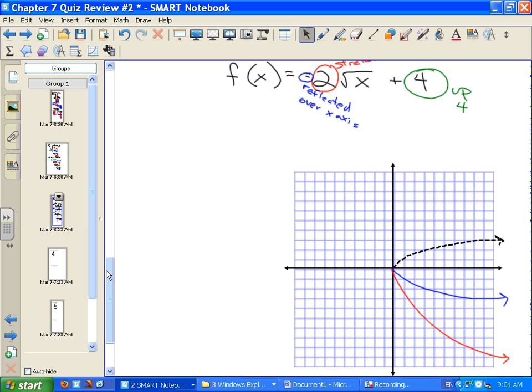And then what? Up 4. Up 4. 1, 2, 3. But what are you moving up for? Okay, up 4 first.